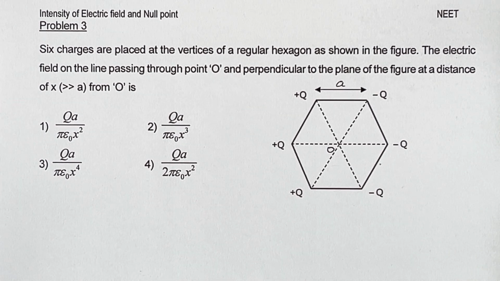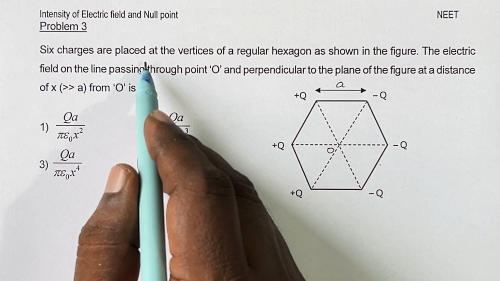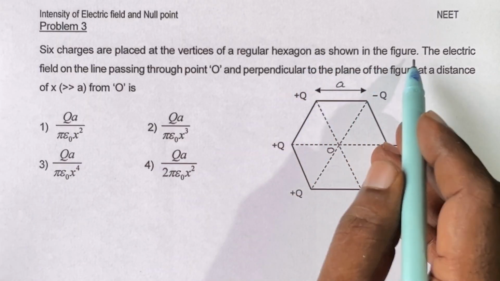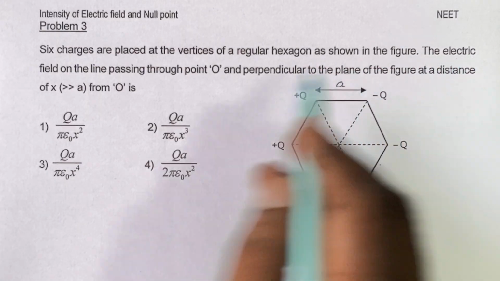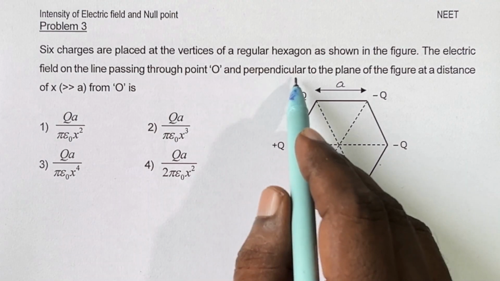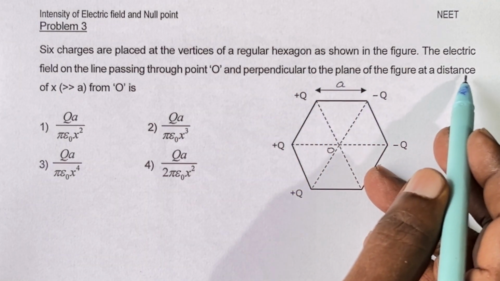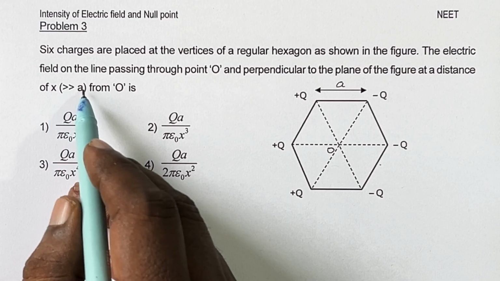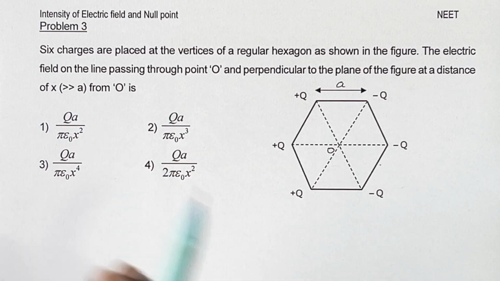In this problem, 6 charges are placed at the vertices of a regular hexagon as shown in the figure. The electric field on the line passing through O and perpendicular to the plane of the figure, at a distance x which is very much greater than A, from O is.